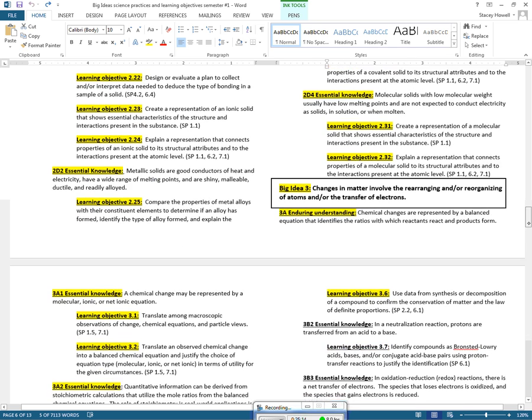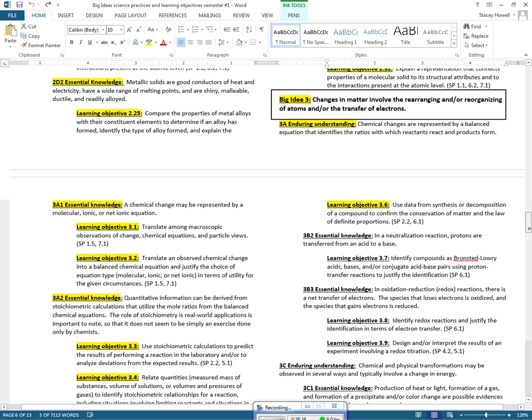Okay, big idea 3. Changes in matter involve rearranging or reorganizing the atom and transferring of electrons. This is where we worked with electrochemistry, balancing equations and types of equations. We're going to get to some of the stuff that we haven't done yet.